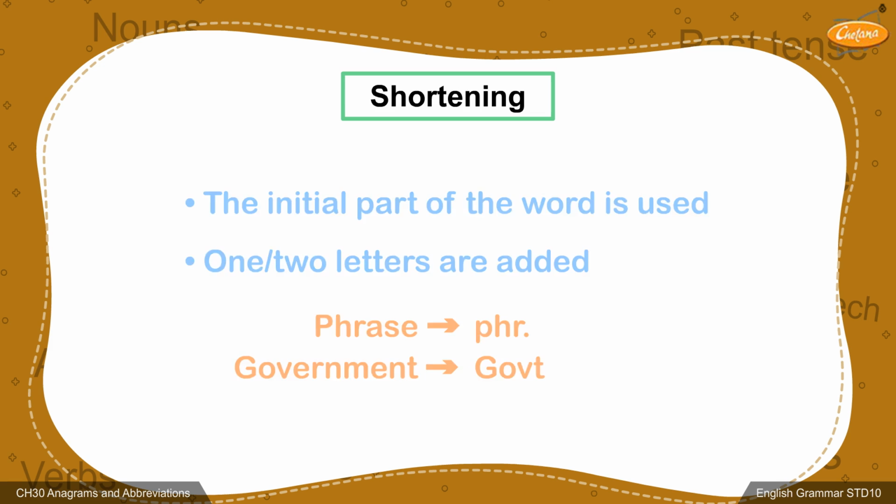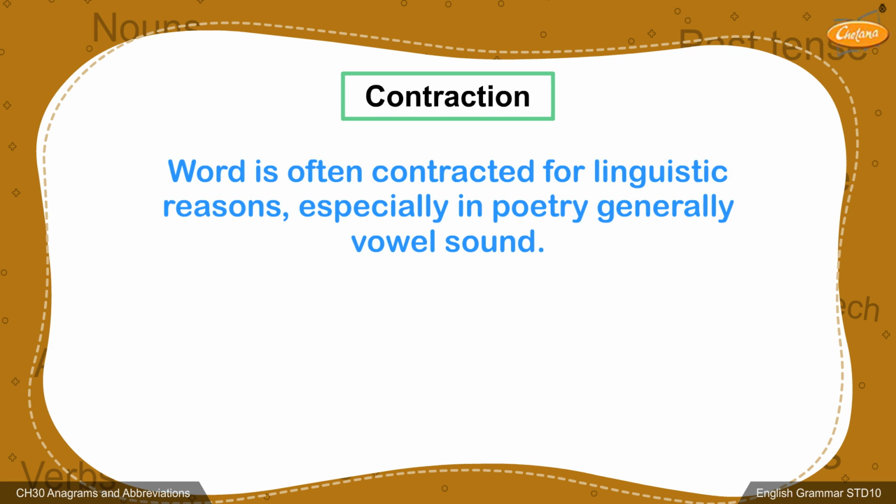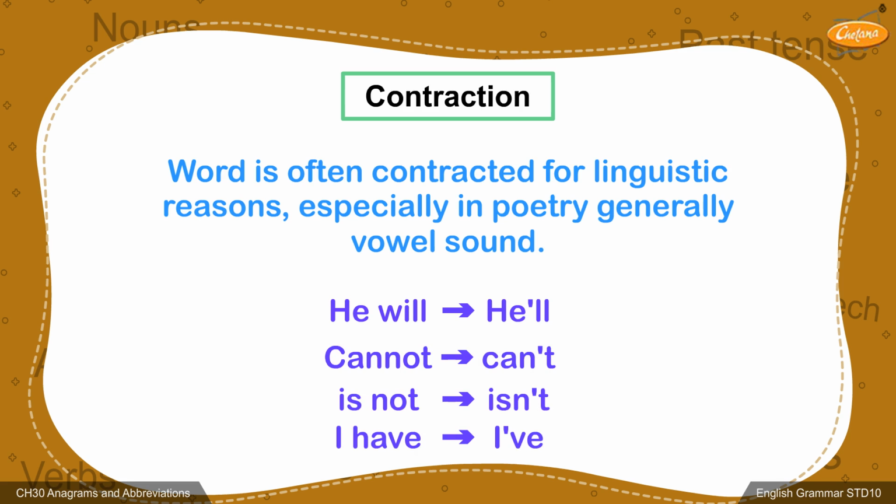The last type of abbreviation is contraction. A word is often contracted for linguistic reasons, especially in poetry, generally by dropping vowel sounds. For example, the words he will are written occasionally using an apostrophe and a double L. Cannot, on the other hand, is written commonly as can't. These are forms of contractions. You can also come up with other examples similar to these.